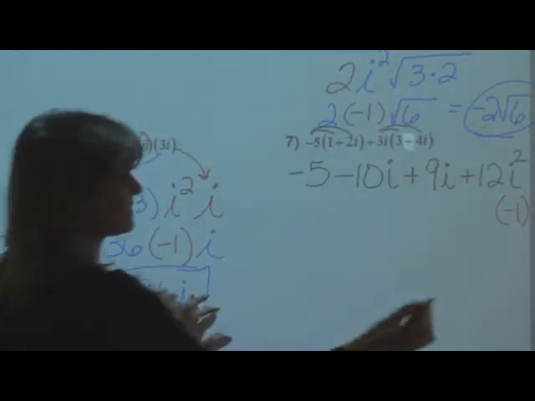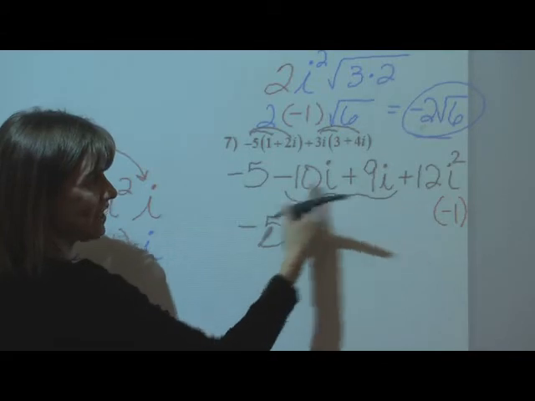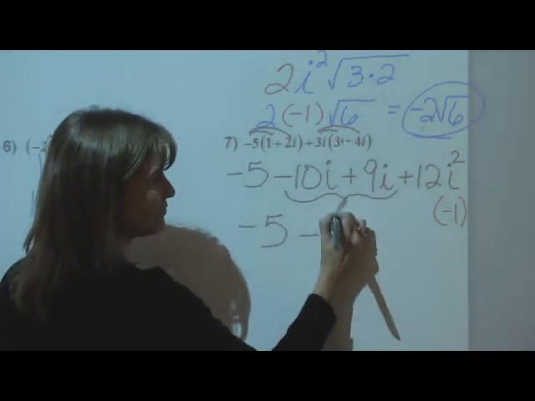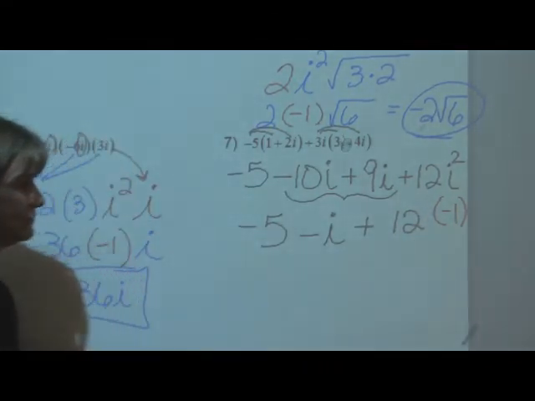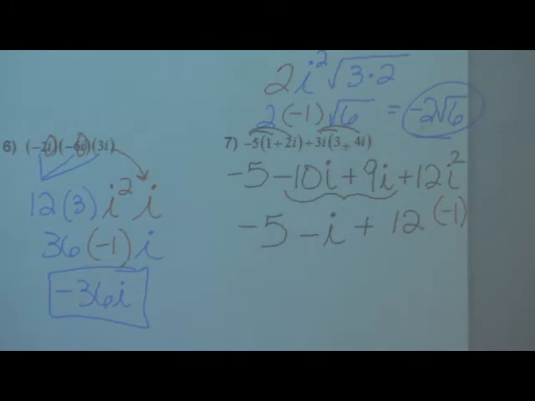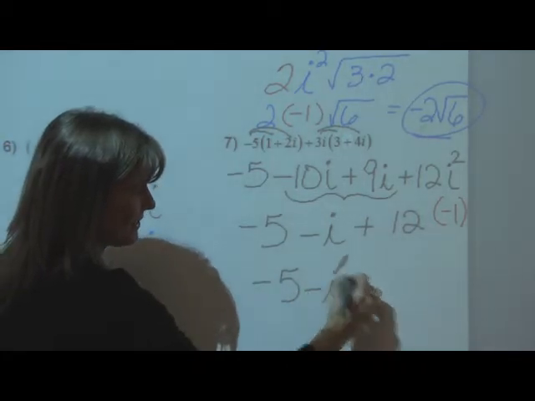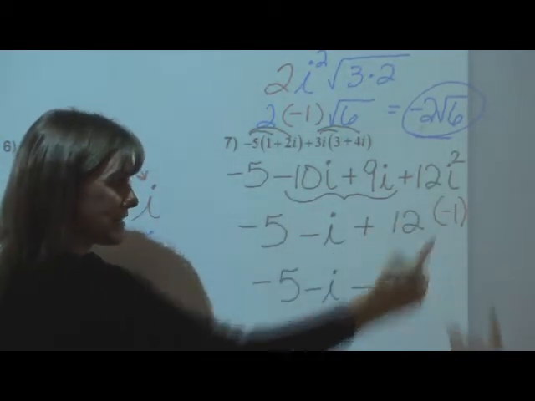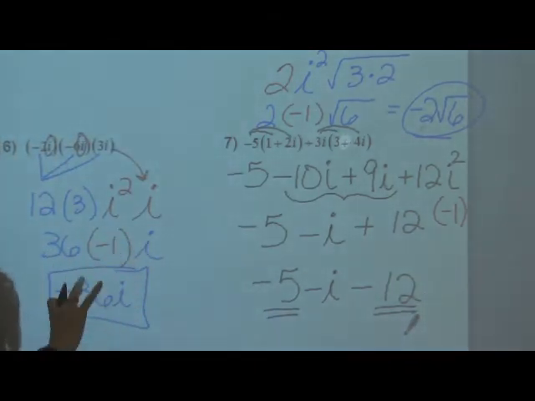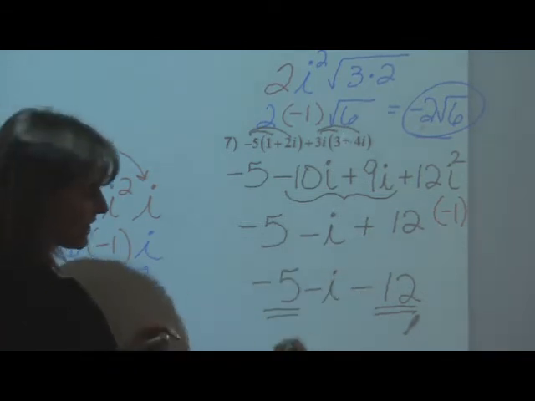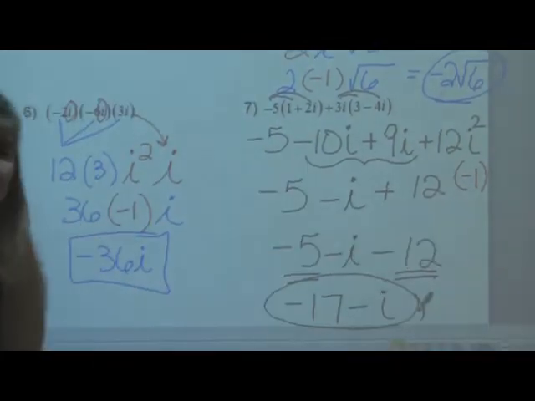So let's fill in the rest of this stuff here. Do you see like terms that you can combine? I've got a -5, a -10 and a +9 gives me a -1i plus 12 times that -1. So let's continue to put this stuff together. -5 minus I minus 12. 12 times -1 is -12. Put your numbers together, normal numbers together, i's with i's. -5 and a -12 gives me a -17 minus I. And that's your final answer simplified.